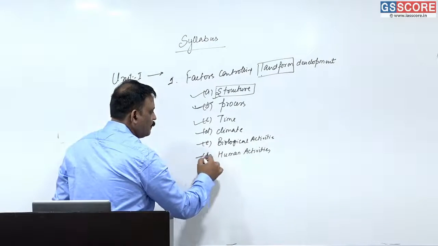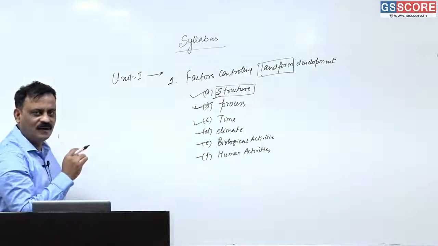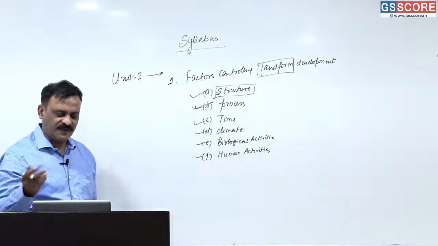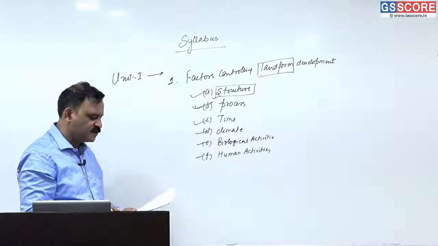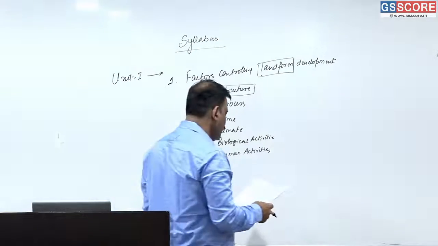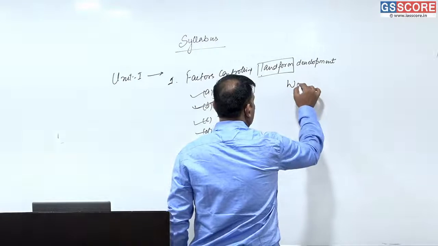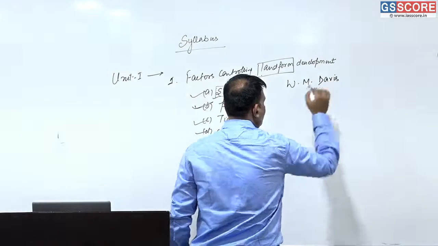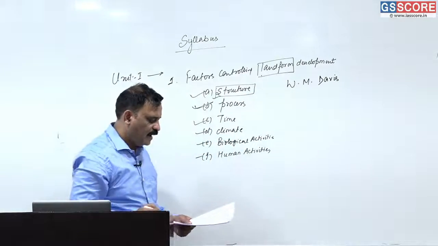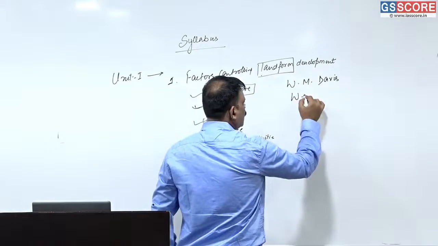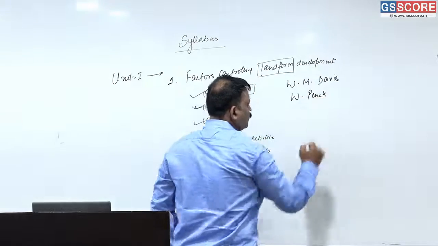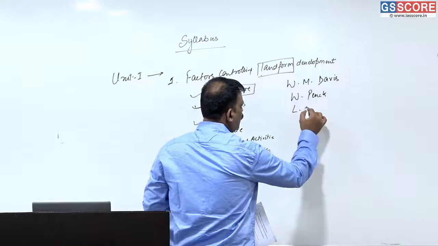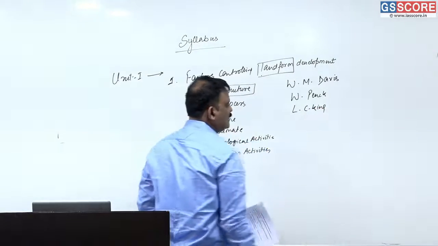You should know their basic meanings first, and then you will see how landform development varies from one place to another. So this is the very first topic, and in this topic also you may be expected to study some theories. For example, the landform cycle given by William Morris Davis, and you may be expected to study Walther Penck also. You may also be expected to study L.C. King, the L.C. King theory of the.